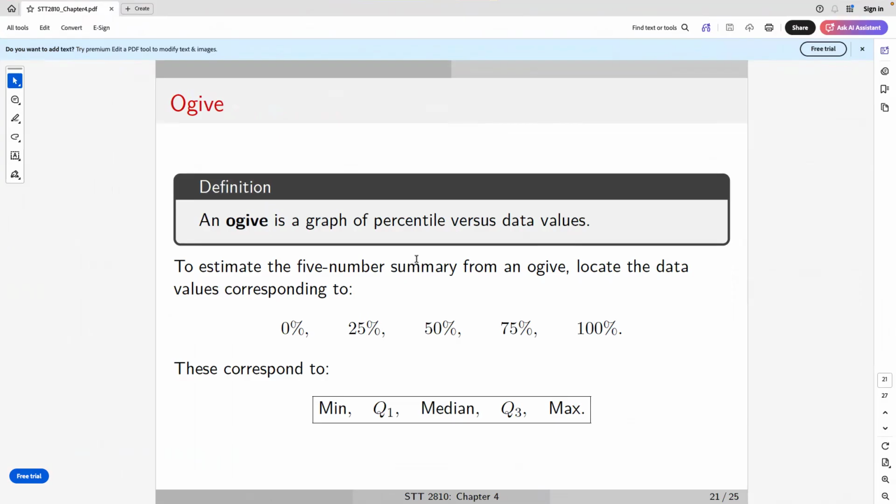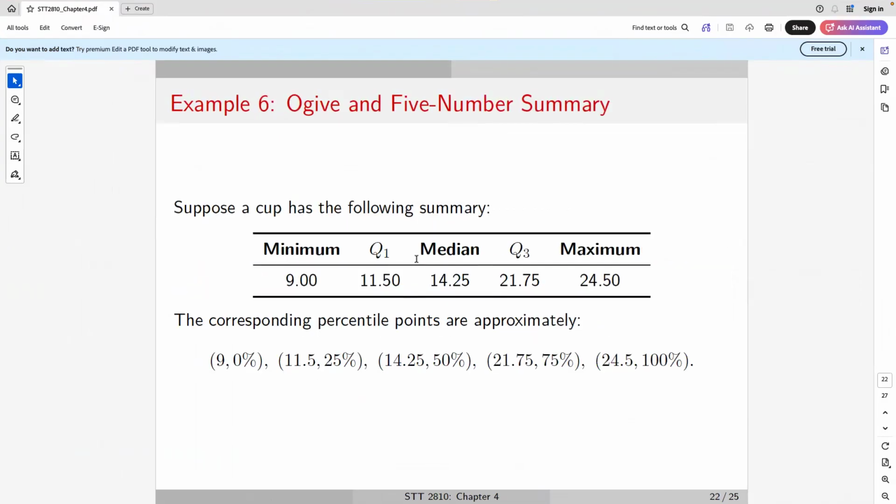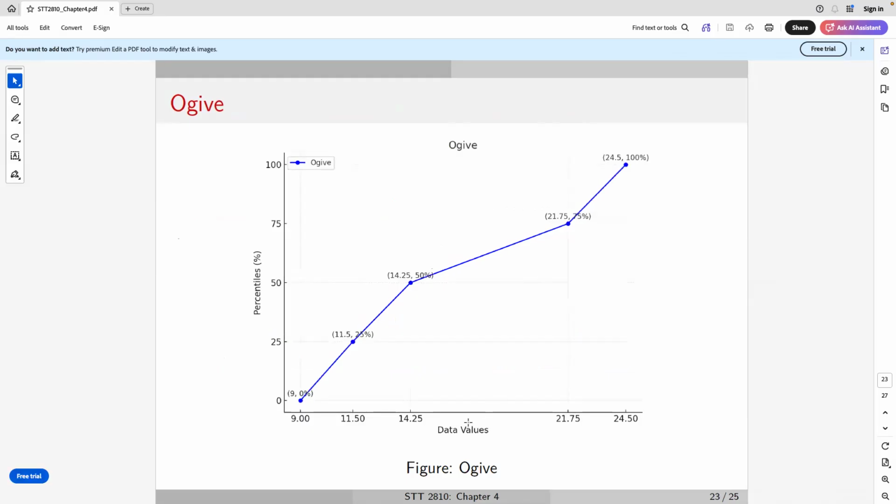I provided a quick example of that. So for example, if this is my 5-number summary, the minimum is the same as the 0 percentile, the maximum is the same as the 100th percentile, Q1 is the same as the 25th percentile, the median is the same as Q2, which is the same as the 50th percentile, and Q3 is the same as the 75th percentile. And then we can plot that. You see, these are the data values and these are the percentiles. So this is what the ogive is.